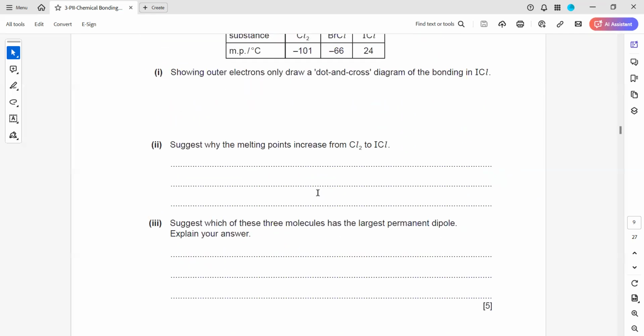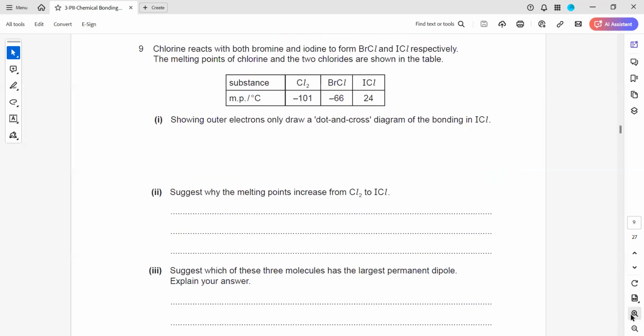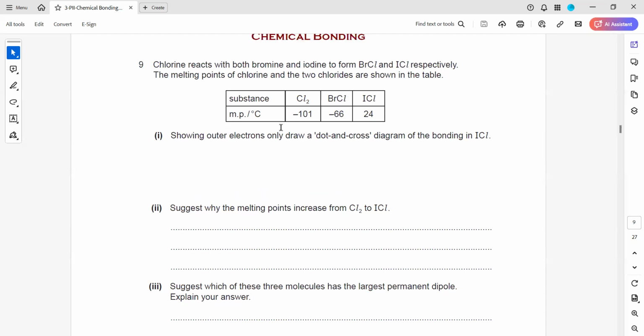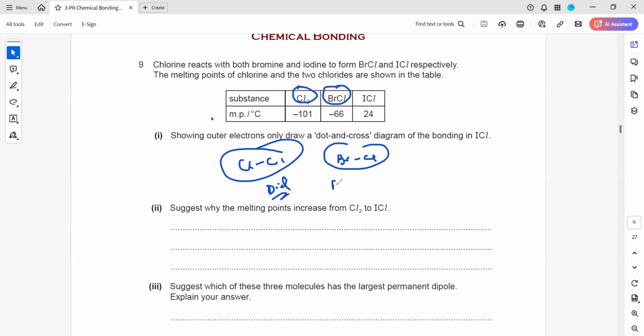Next, we have page 9, any doubt? Parts 2 and 3. Suggest why the melting point increases from Cl2 to ICl. It's the same reason. When Cl2 is there, what kind of force will it have? It will have only dipole-induced dipole force, the London dispersion force. When BrCl is there, they will have the permanent dipole as well as dipole-induced dipole.